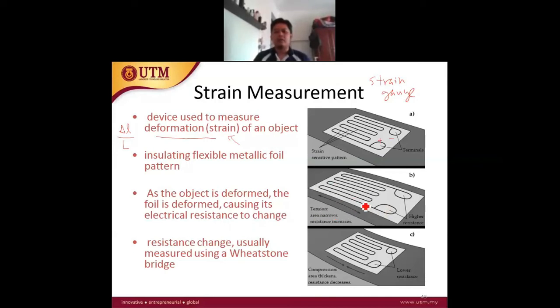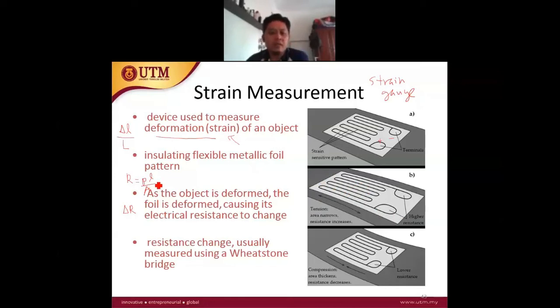Okay, so basically when the foil is stretched, the wire is stretched, causing a change in the coil, a change of the resistance of the coil, delta R. The resistance R of the coil is equal to rho L over A, where rho is the constant of the material of the coil.